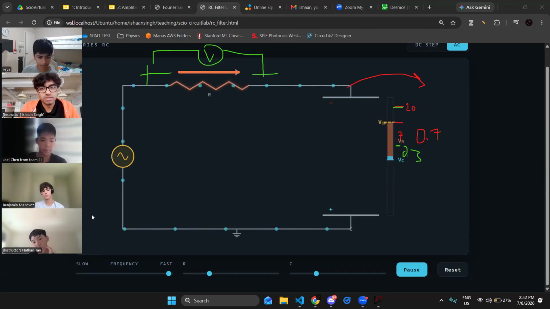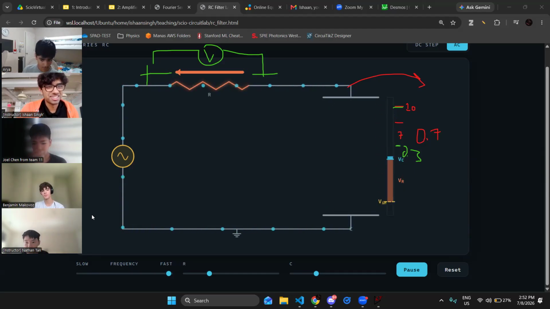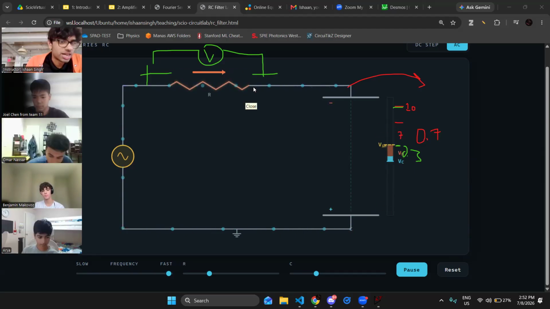Yeah, you're right. I think just in the future, if someone's answering a question, don't interrupt them. I think Arya was going to give an answer. Sorry about that. But you guys are right. Because the capacitor can't drop the voltage, the resistor has to, and then vice versa for the other frequency range.